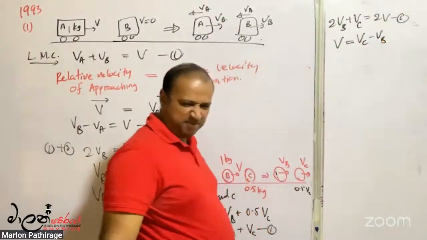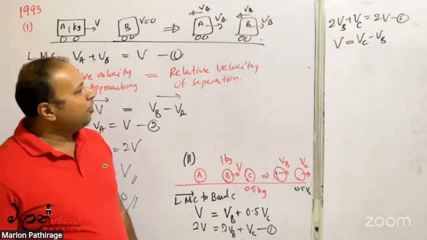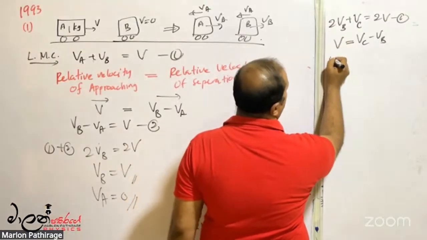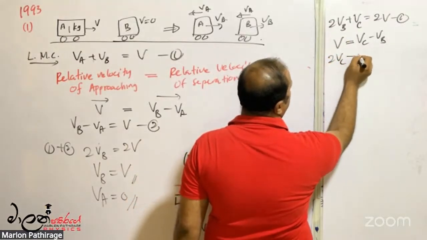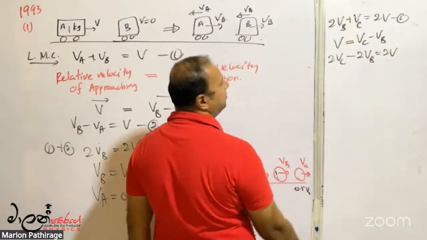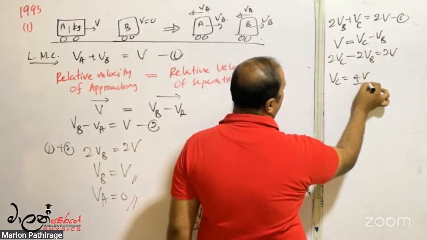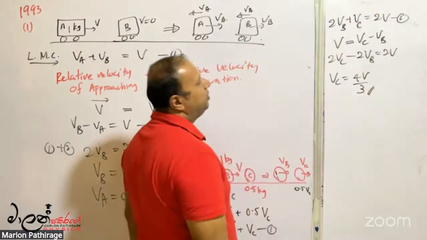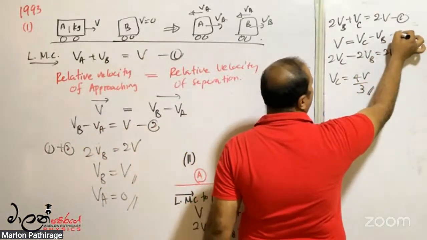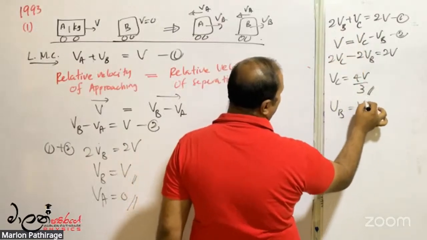Look, that's one step. Therefore, if you multiply this one by 2 and add, 2VC minus 2VB is equal to V. If we add them, VC is equal to 4V over 3. If you subtract these two, VB is equal to V over 3.